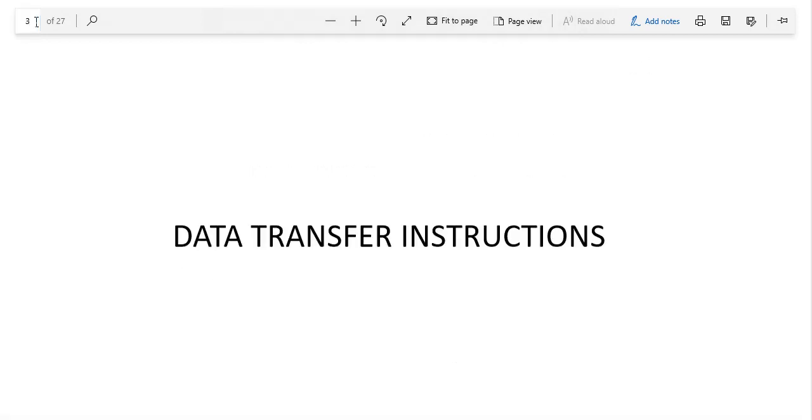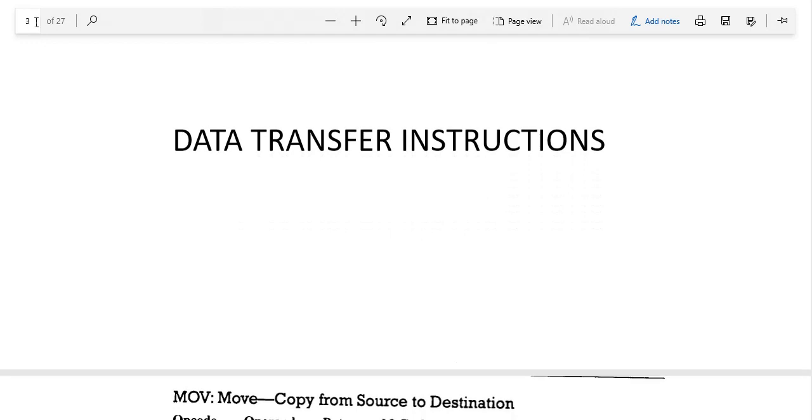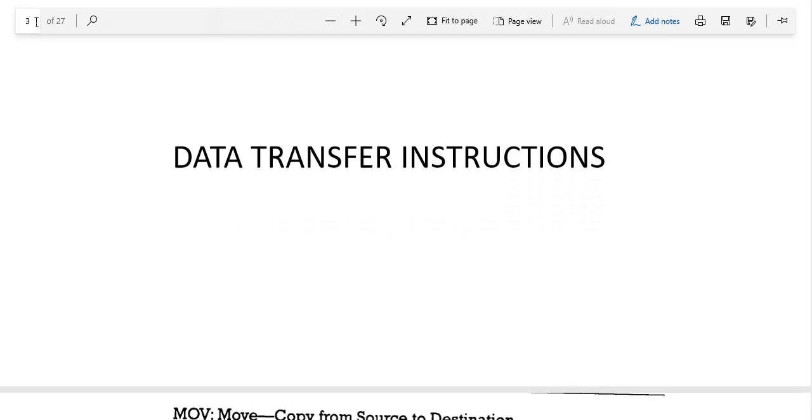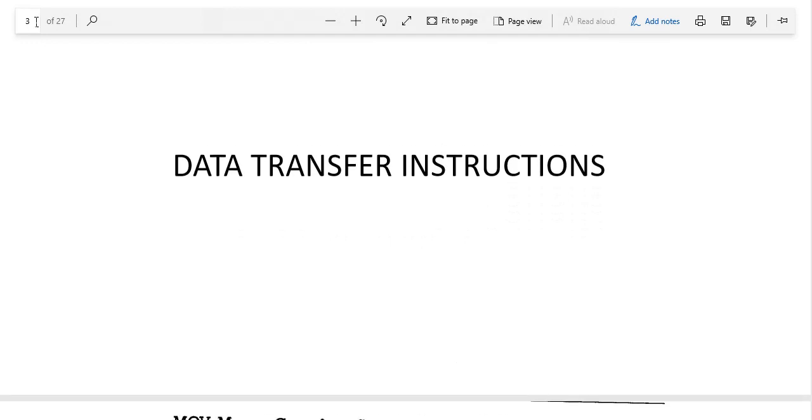If we talk about data transfer instructions, the first instruction is move. Instead of remembering all the instructions, if we know the addressing modes of the instructions, we have to learn very few instructions. For example, the instruction move is written as move destination comma source.